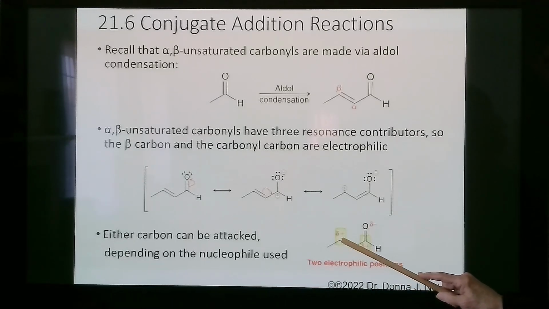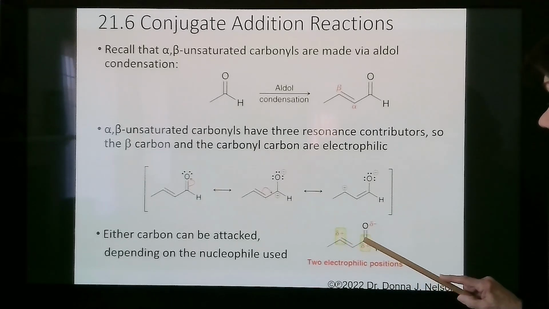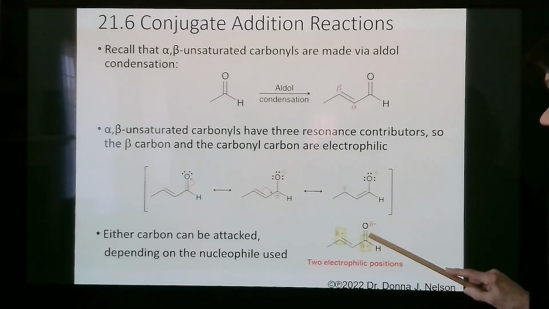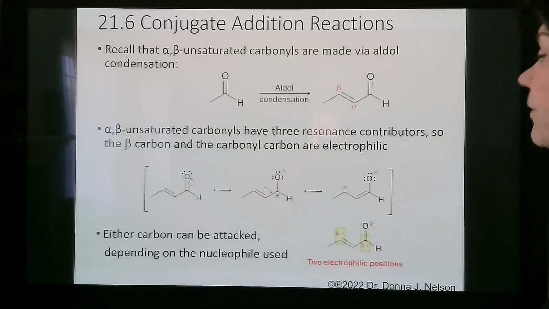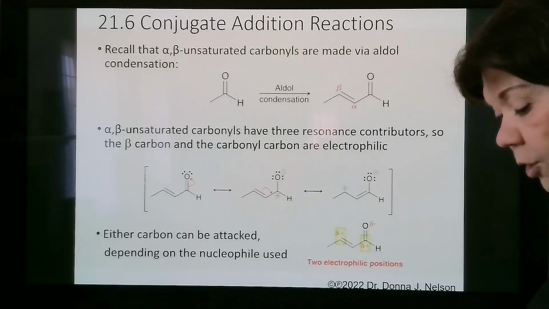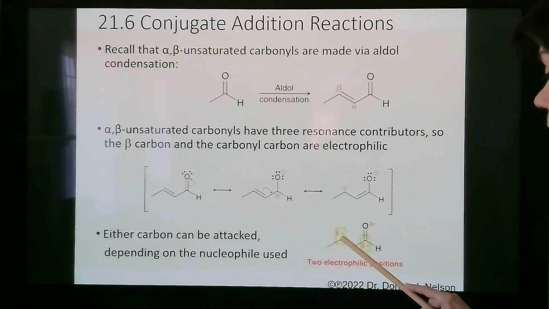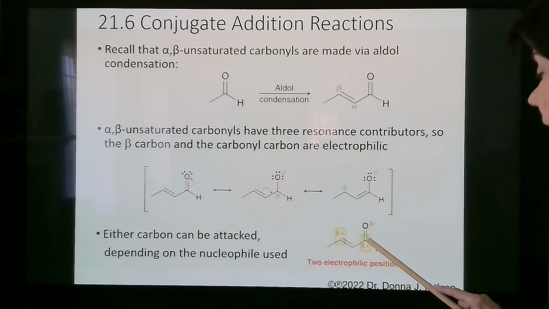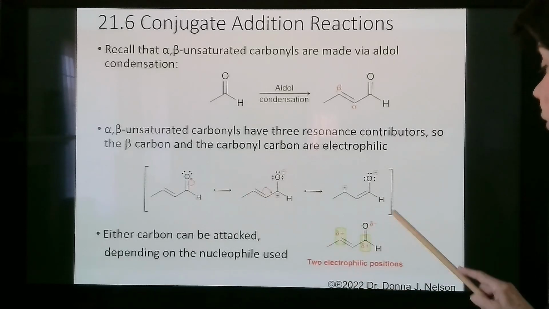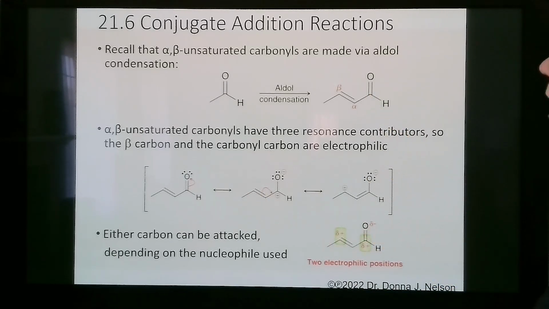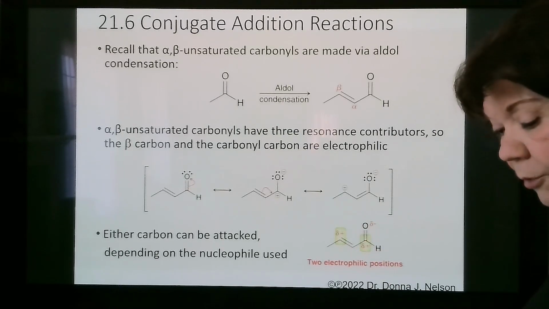So here are the 2 electrophilic positions highlighted in this structure to make it easy for you to observe what we're going to be doing. We're going to be attacking here. So many steps have gone into arriving at this alpha-beta unsaturated carbonyl, and now it can be elaborated further.